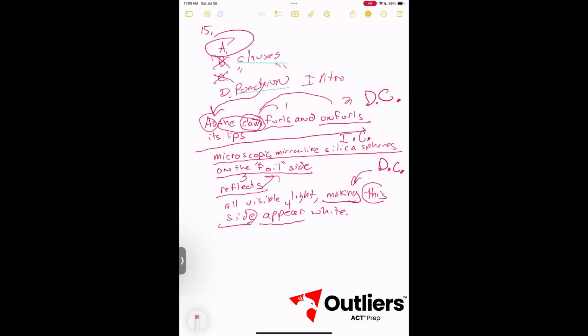We want to reread answer A to make sure it makes sense. As the clam furls and unfurls its lips, that's done. Microscopic, mirror-like silica spheres on the foil side reflect all visible light. That's done, making this appear white. Okay, and so very, very simple. That does make sense, and that is our correct answer.